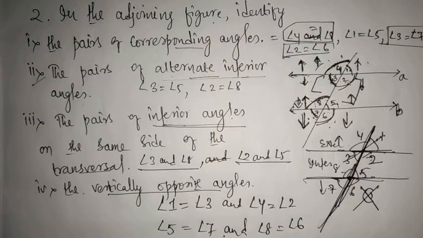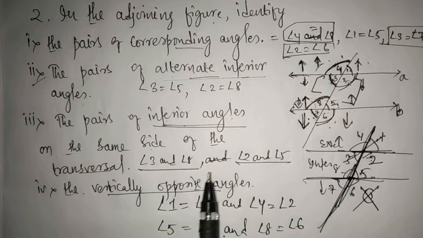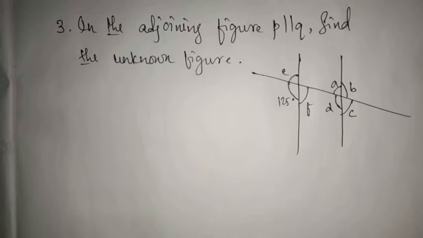Alright students, I hope this is very understandable to you people. Corresponding angle, alternate angle, interior angle, and vertically opposite angle. These four parts we had in question number 2. Let us solve question number 3 now. So students, here we have question number 3.